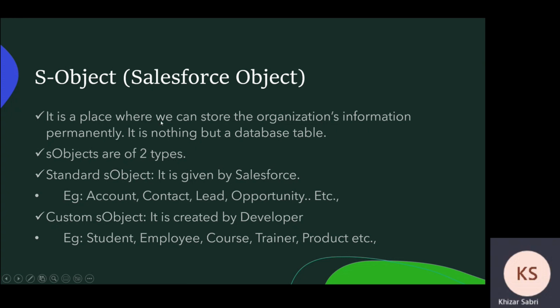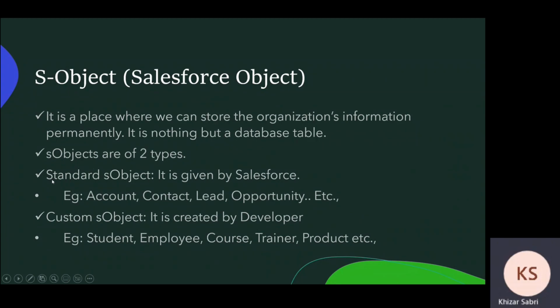So it's a place where you can store the organization's information permanently, right? You have objects, and within those objects you have records, right? Athlete name is my object. Colin Kaepernick is my record, right? He fits that criteria. So remember, a record is what fits the criteria of the object. Understand?